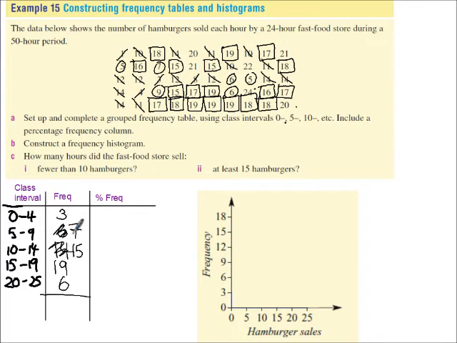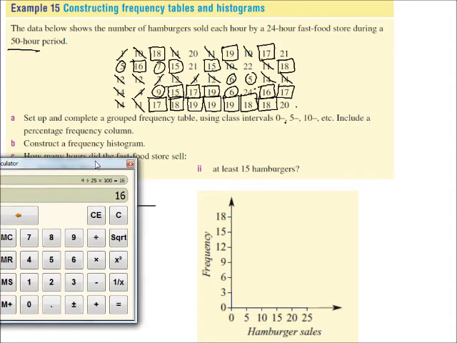So let's have a look. When I add these up, they should equal the 50 hours. So 3 and 7 is 10, 25, 35, 44, and 6 is 50. Okay, lovely. So 3, 7, 15, 19, and 6.